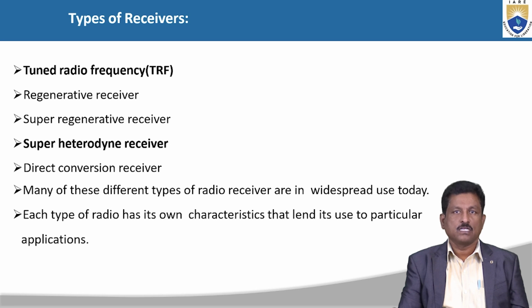In the case of the TRF, tuned radio frequency, the ganged capacitors are there. By tuning those capacitors, we can tune to the desired frequency and reject the unwanted frequency components available in space. That is the main purpose or function of the TRF receiver. Whereas in the superheterodyne receiver, here we are taking the mixing operation. The basic element of any superheterodyne receiver is the mixer, which performs the operation of mixing.